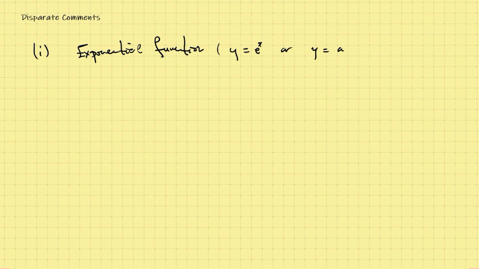To end this video, I would just like to make some disparate comments. The first thing I wanted to say was that we should have noticed that exponential functions, either y equals e to the x or y equals a to the x for a bigger than 0, do not have a stationary point.